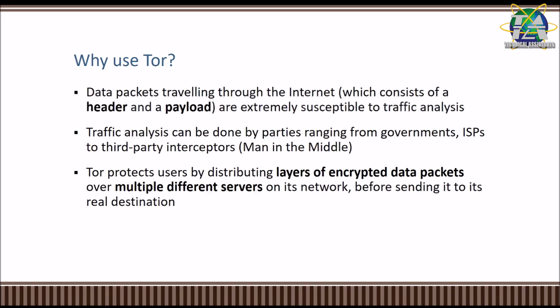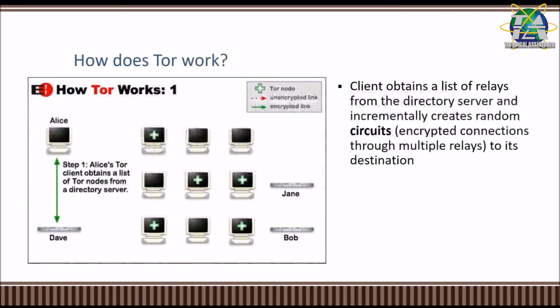Now, Tor protects its users by distributing layers of encrypted data packets over multiple different servers on its network before sending it to its real destination. How does it do it? Imagine a client, in this case Alice, wants to connect to a server named Bob through the Tor network. First, the client will have to obtain a list of relays from the directory server, and then the client can incrementally create random circuits, which are encrypted connections through multiple relays to its destination.